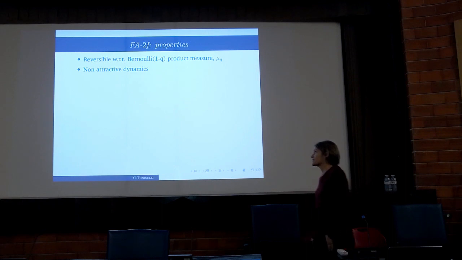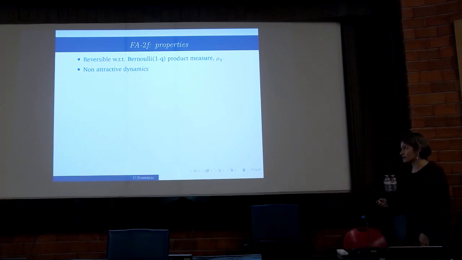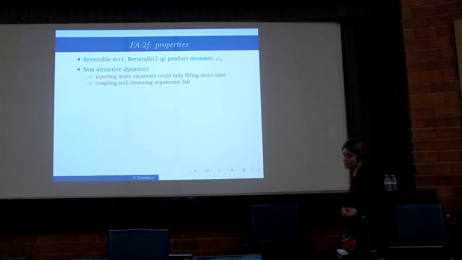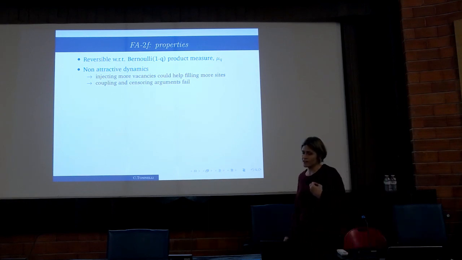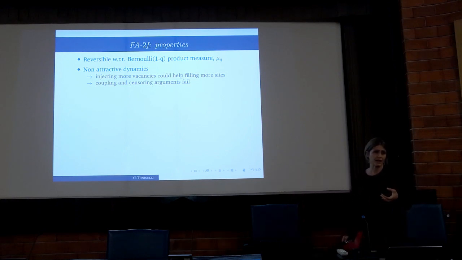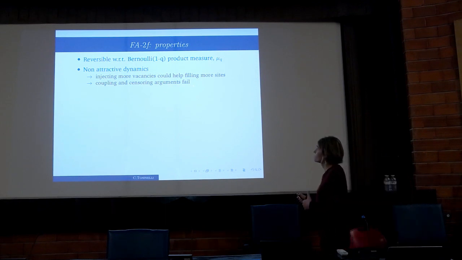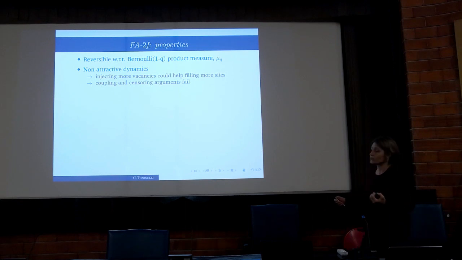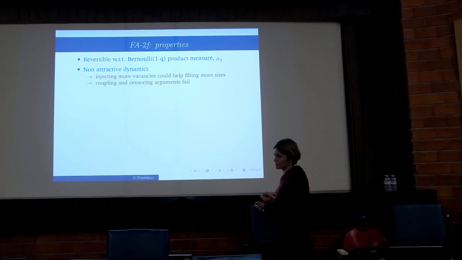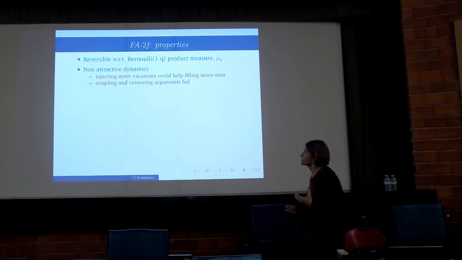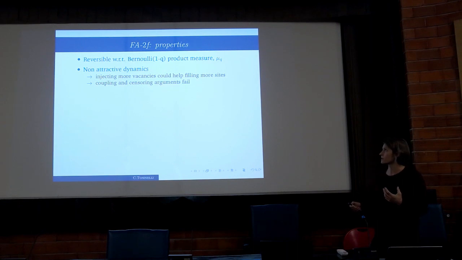Second property, less nice, is that the dynamics is not attractive in the sense of interacting particle systems. And this comes from the fact that if I inject more vacancies, more empty sites, potentially I can help fill more sites. So there is no monotonicity, because injecting more empty sites implies that more constraints are fulfilled, and so this can imply that I fill more sites. So this in turn means that some classical tools used to study Glauber dynamics for interacting particle systems, in particular censoring arguments or some types of classic coupling arguments, fail here.